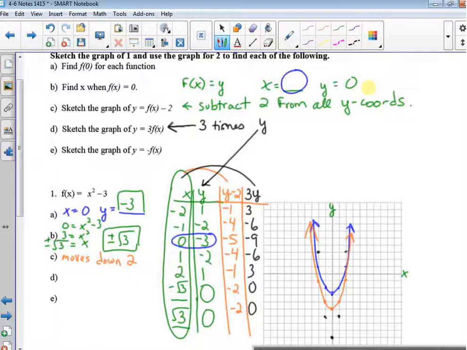So what's going on here, I'm just going to do dotted because it's kind of hard, it's kind of skinnier. What's going on with that parabola is it should be looking like it's getting steeper, skinnier.